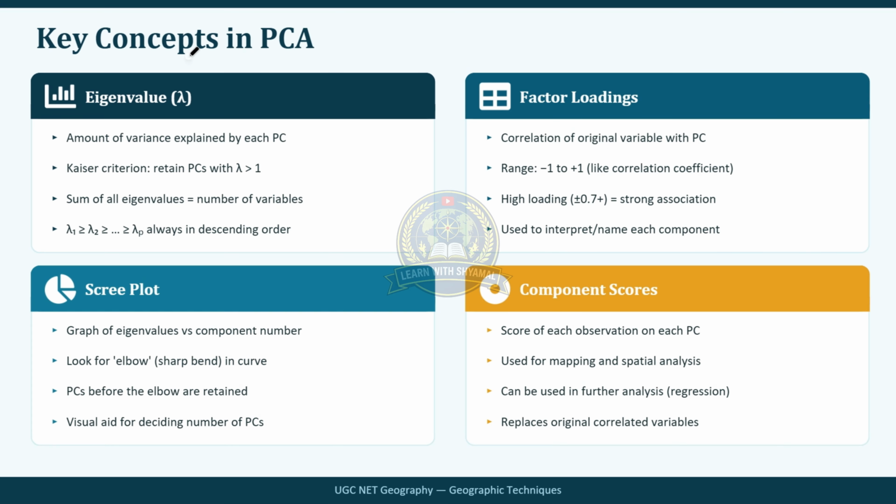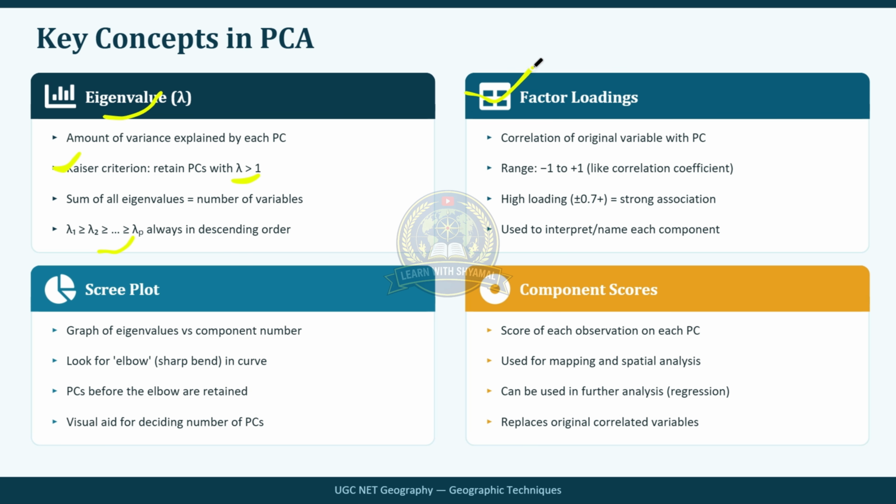Key components in PCA. Eigenvalue: amount of variance explained by each PC. Kaiser criterion: retain PCs with eigenvalue more than 1. Sum of all eigenvalues is equal to the number of variables, always in descending order.